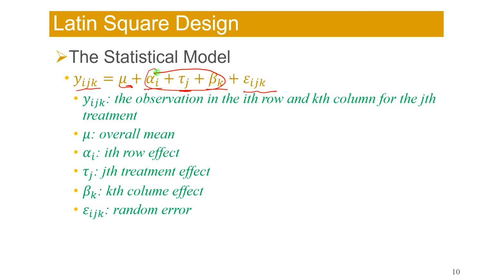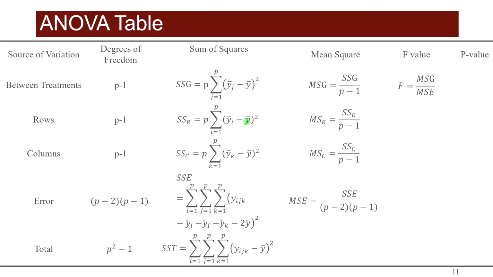When interactions between factors are a likely possibility, you will need to use factorial design, which will be discussed in later videos. The calculation of the ANOVA table for our Latin square design with p treatment levels is shown on this slide. The method is similar to that for the randomized complete block design, but with one more factor. Here it has treatments, rows, and columns.